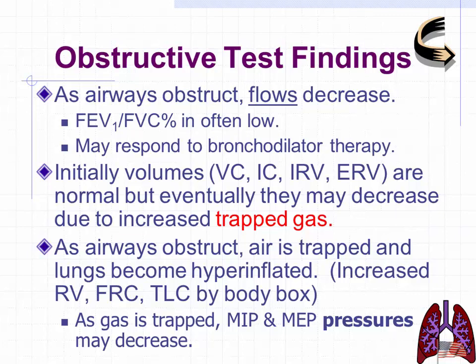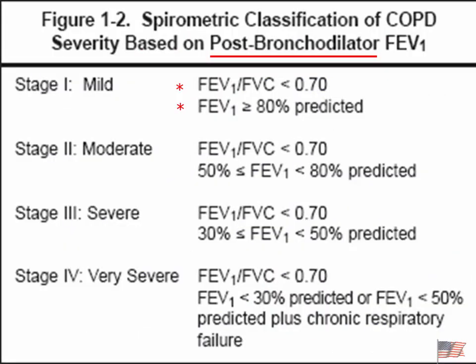So again, flows are reduced. They may or may not respond to bronchodilator. That's why we measure it. We're going to see lung volumes, specifically residual volume, total lung capacity, and FRC, increase because of the trapped gas. And because of the gases, it's going to affect those other pressures we talked about earlier. And we talked about them being mild, moderate, severe, and very severe.